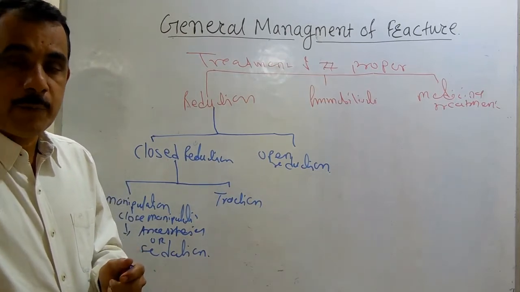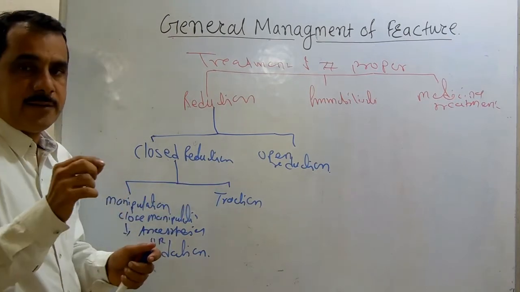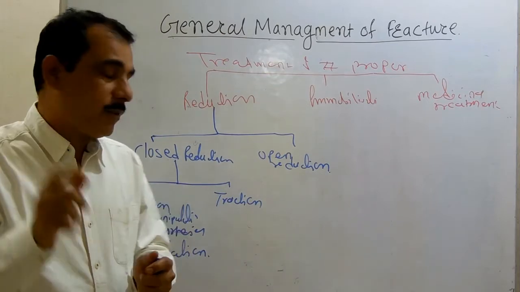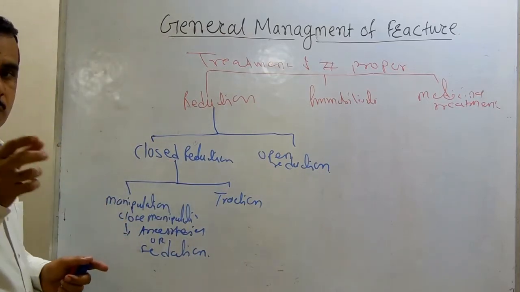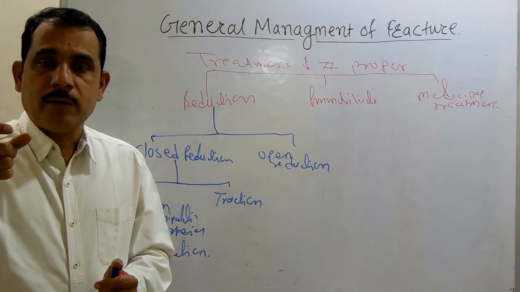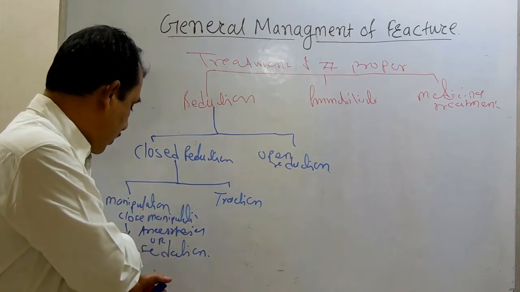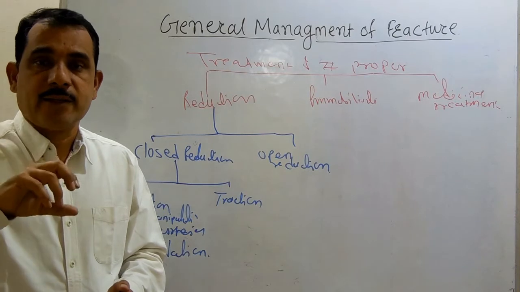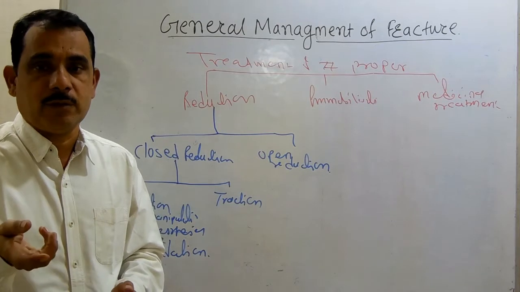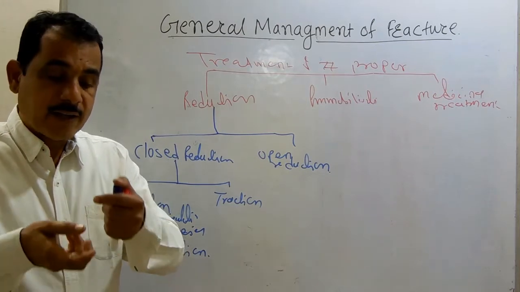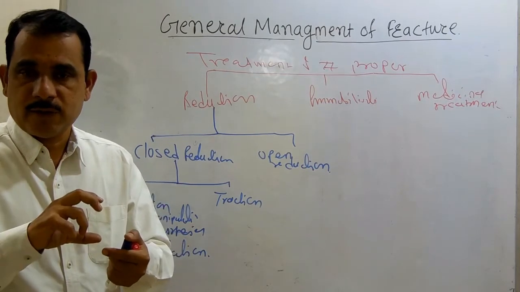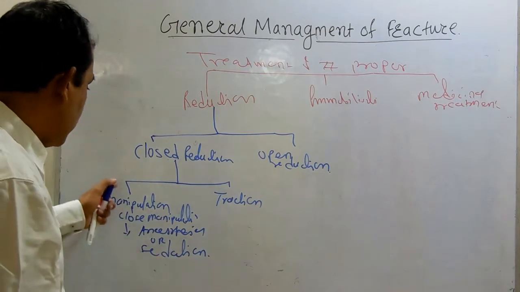If it is possible, it's the best method of reduction because it doesn't require any aid. Just manually you can carry it out, even in the OPD. So the best method is closed manipulation. But remember, you should carry it out under anesthesia or sedation, as I already told. Second, you should carry it out gently, and that's why it should be done by an expert, specialized person. Otherwise, while reducing manually, it may cause damage to the surrounding structures, isn't it?